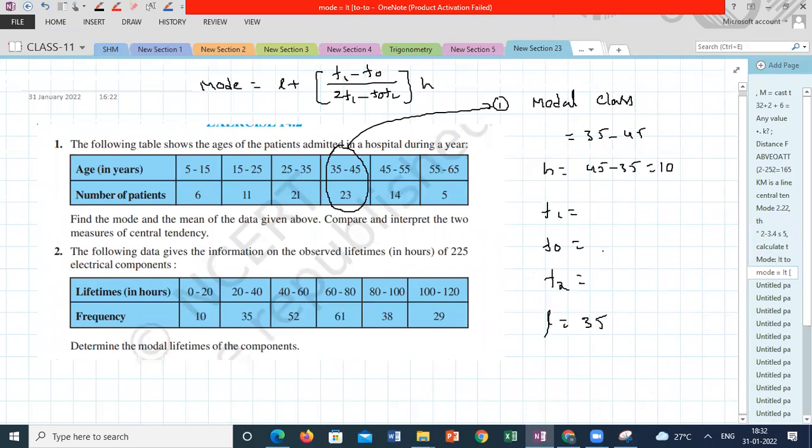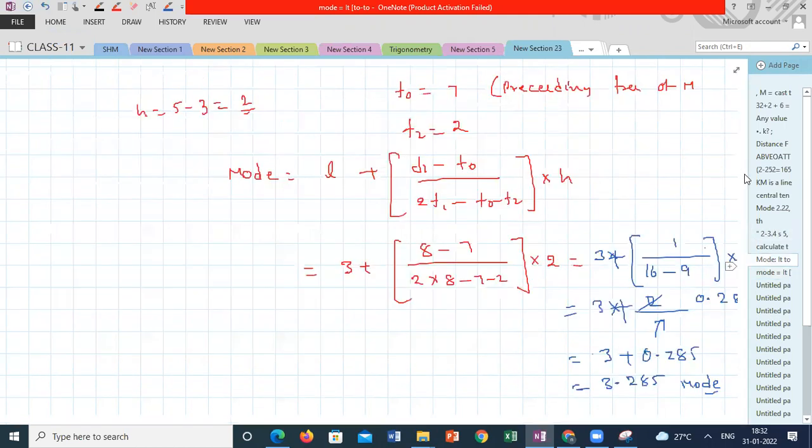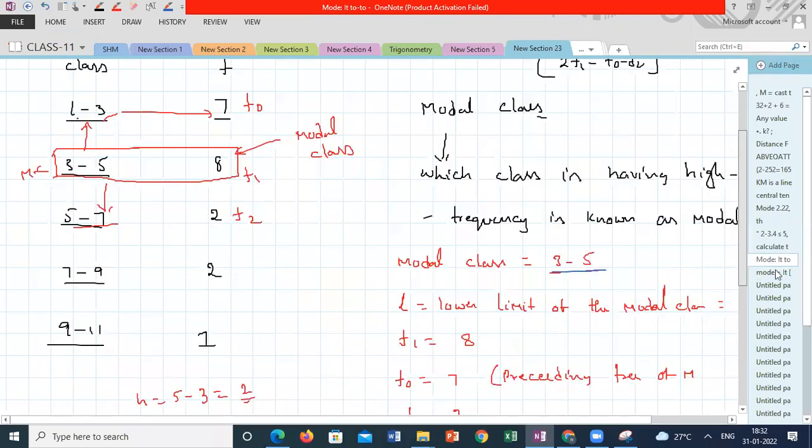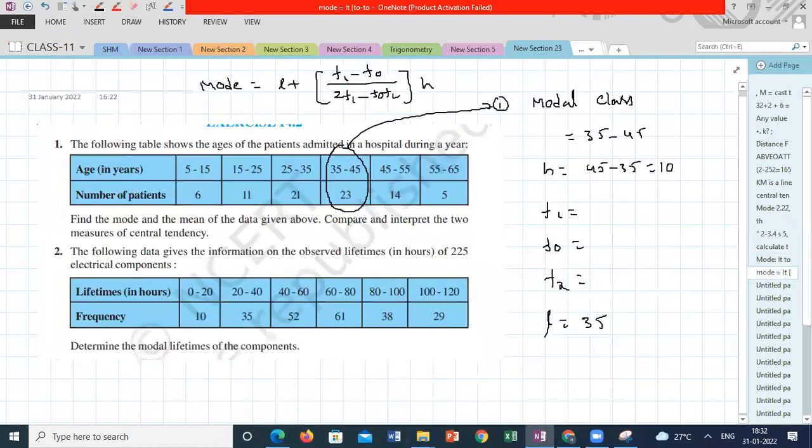So what is F1? F1 is the frequency of the modal class, that is 23. So this is F1, this is F0, this is F2. If we find F1, that is easy. F0 is the preceding frequency, F2 is the succeeding frequency. 21, and F2 is 40. So now we got all the values. Substitute the values and let me know what is the answer.